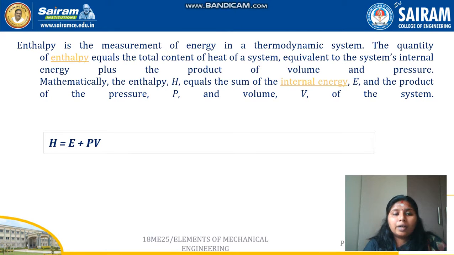The quantity of enthalpy is equal to the heat content of a system. So the total amount of heat present in a system is called the enthalpy, which is equivalent to the system's internal energy plus the product of volume and pressure. Mathematically, the enthalpy is given as H, which is equal to the sum of internal energy, here mentioned as E, plus the product of pressure and volume, P and V. So this is the formula used to calculate the enthalpy.